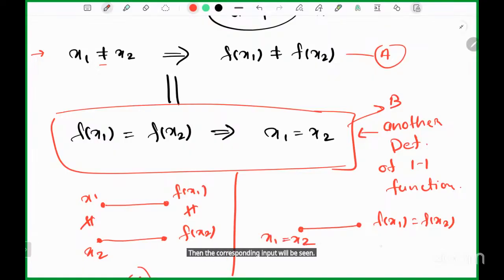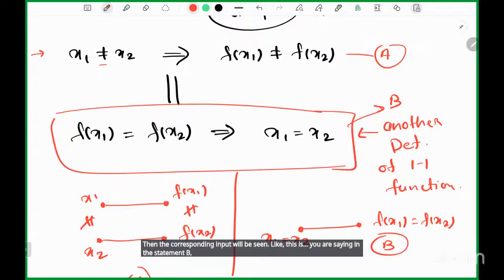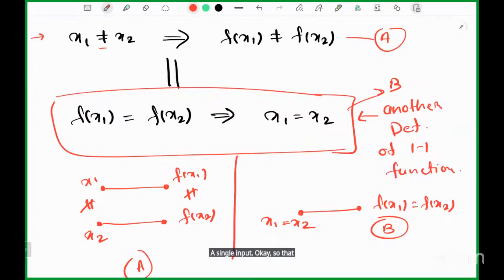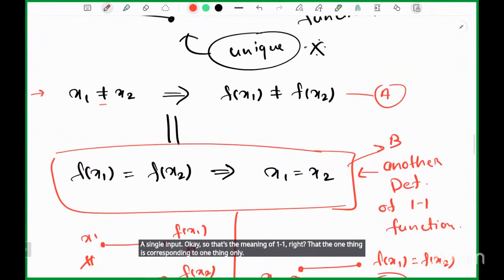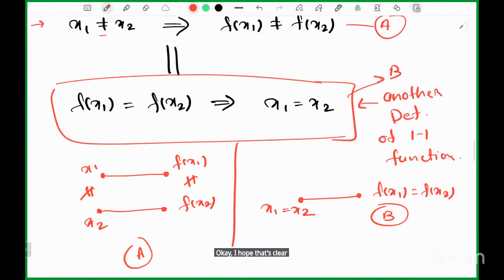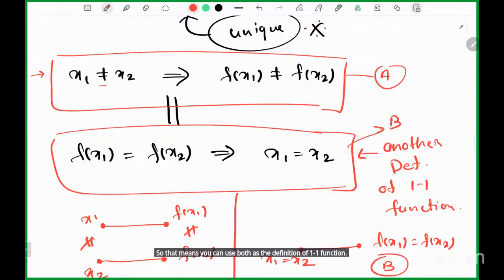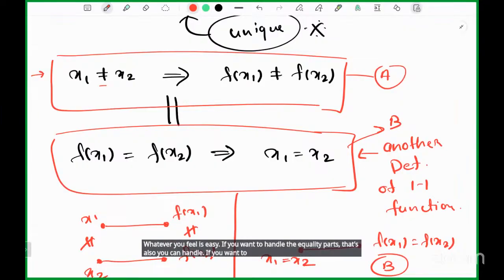This is what you are saying in statement B, which is the definition of one-one: for any output there exists a single input. So that's the meaning of one-one, that one thing corresponds to one thing only. I hope that's clear. Is that clear? So that means you can use both as the definition of a one-one function, whichever you feel is easy. If you want to handle equality, you can; if you want to handle inequality, that's also true.